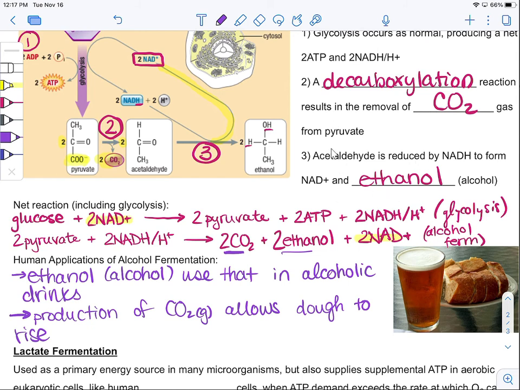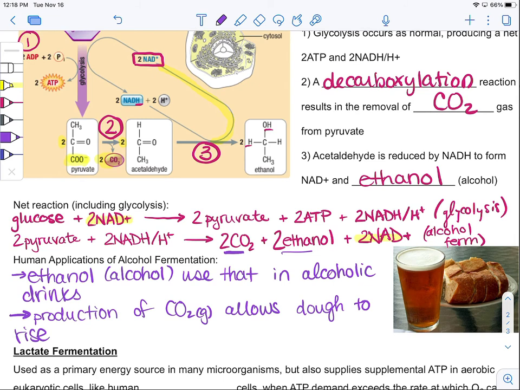And as I mentioned, the ethanol part, because we're baking it, is actually going to evaporate off very easily. Ethanol has a very, very low boiling point. So even though some ethanol is made, it's all going to be evaporated off. So those are some tangible human examples of what we use fermentation for. Now we're going to take a look at another one called lactate fermentation.